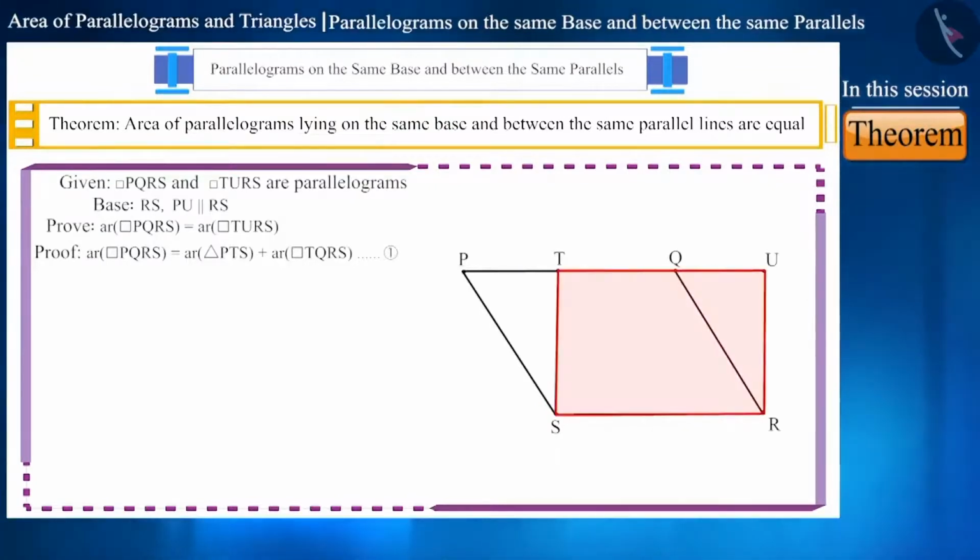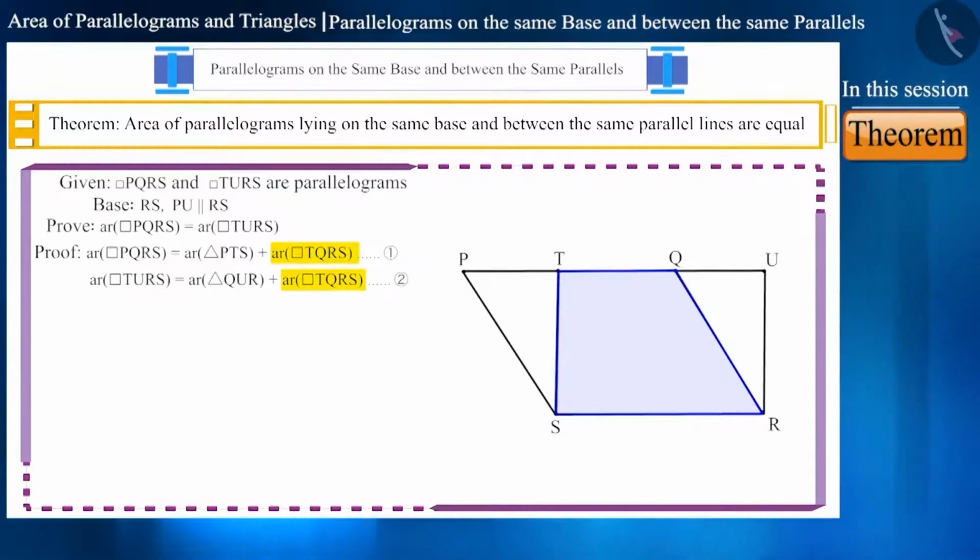Similarly, parallelogram TURS is made up of triangle QUR and quadrilateral TQRS combined together. So, quadrilateral TURS is equal to triangle QUR plus quadrilateral TQRS. Let us call it equation 2. In equations 1 and 2, we can see that quadrilateral TQRS is a common quadrilateral.